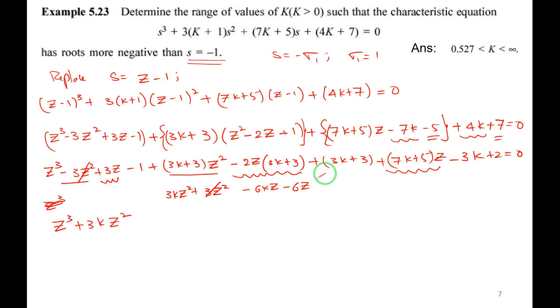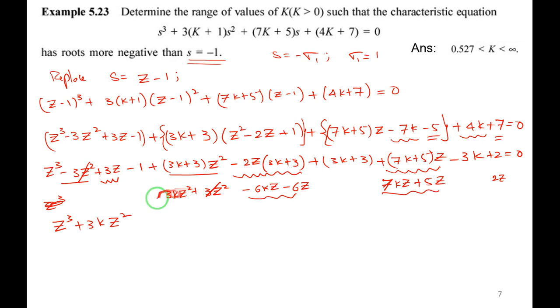Then next, here it is. 7kz, is it fine? Plus 5z. So these are the z terms. So 3z minus 6z means minus 3z, right? 3 minus 6 plus 3, so minus 3z. Minus 3z plus 5z, how much? 5 minus 3 is 2z. So I am getting 2z from this.